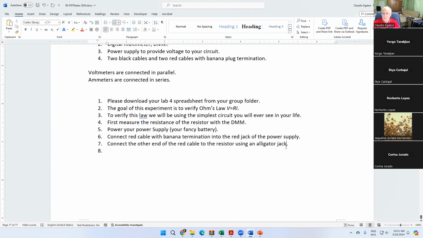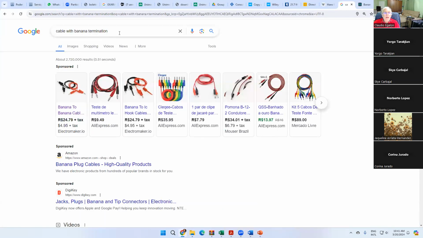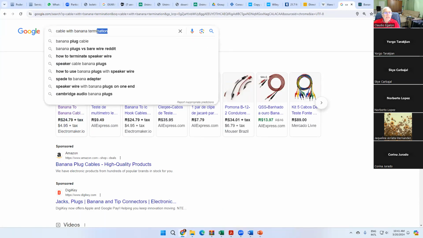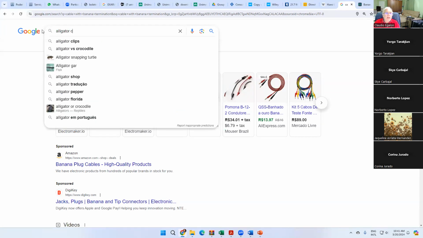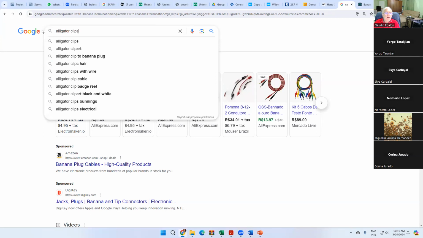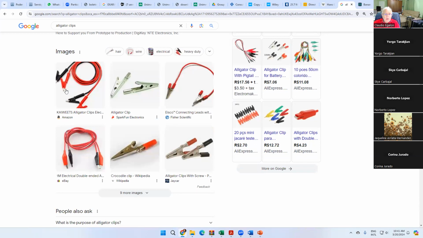Okay, let's see if we have it. I want to show you how those alligator jacks look like. So you know I'm talking about alligator jack. Clip, not alligator jack, like alligator clips. Okay, here you go. That's how those alligator clips look like. Sometimes they sell the cables with those alligator clips there already, right?